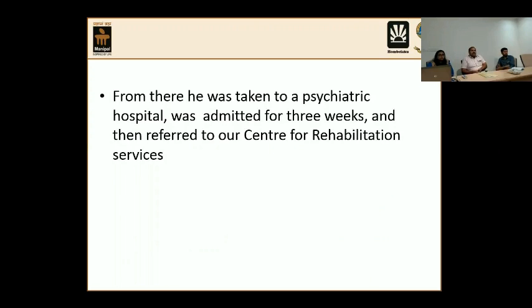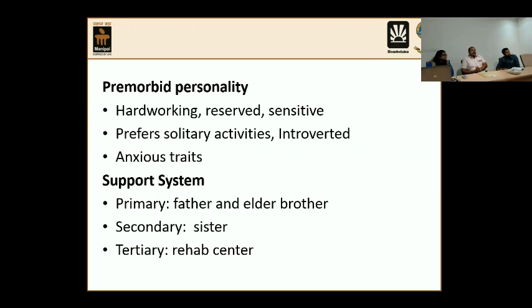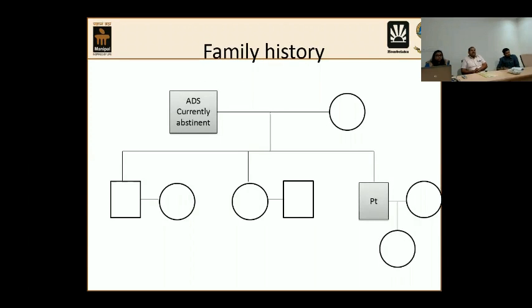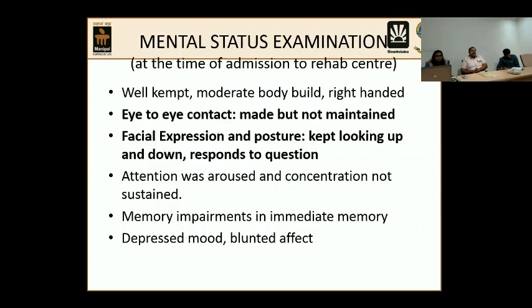After that, he received acute treatment in a psychiatric hospital nearby and was admitted for 3 weeks, and then he was referred to a center for rehabilitation. So, pre-morbidly, he is generally a hardworking person. He is reserved, he is sensitive, prefers solitary activities, is a little introvert, and has some anxious traits. The support system was mainly formed by the father and elder brother when he reached us, and secondly the sister who ensured that he complies with the treating team. Thirdly, the rehab center has been providing support. Family history-wise, we have not got anything significant, besides alcohol dependence in the father, who is currently abstinent.